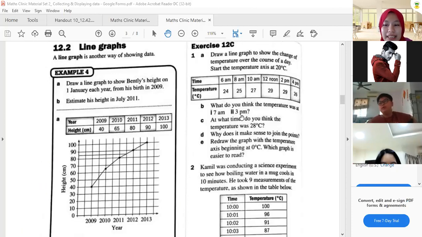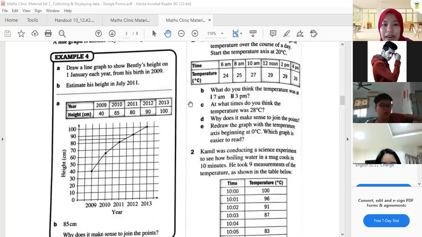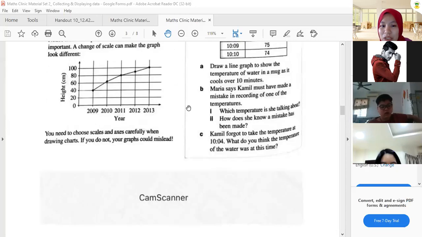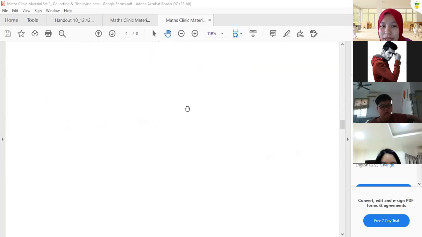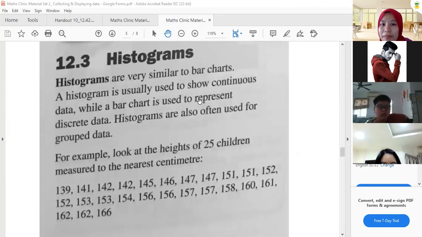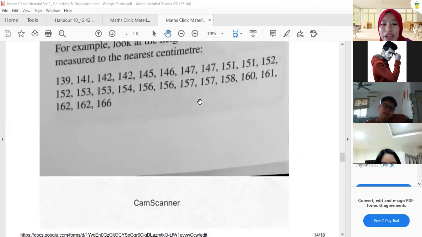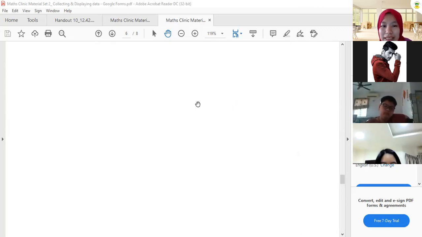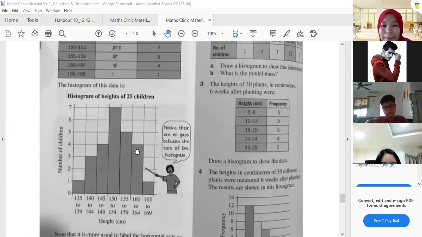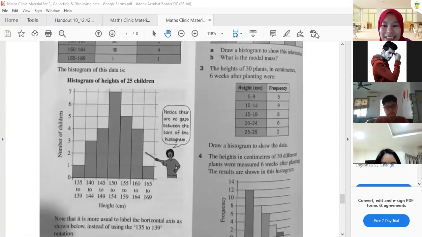This is the line graph. I will not go too deep into the line graph because currently we have just finished with the bar chart, so I'm not going into detail on this one. I just want to highlight the histogram here. Histograms are similar to the bar chart, only the bars look joined together. So this is an example of a histogram. Can you see the differences from the bar chart earlier?